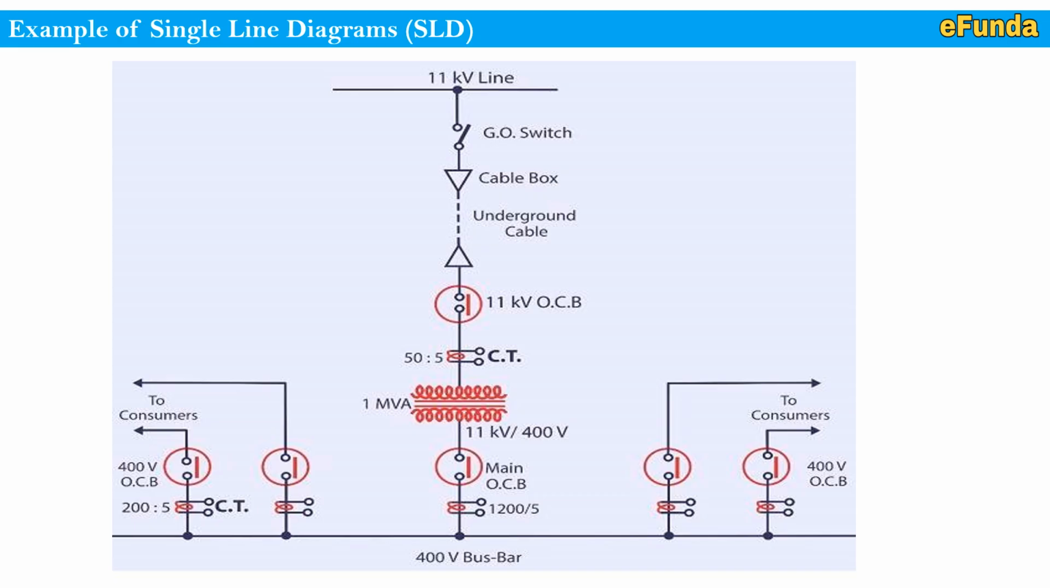From the GO switch, the 11 kV line is brought by underground cable to the substation, and then the substation is further connected to the high voltage primary side of the transformer, that is 11 kV by 400 volt, via the 11 kV oil circuit breaker, that is OCB, shown in the figure. The transformer steps down the voltage to 400 volt three phase 4 wire.